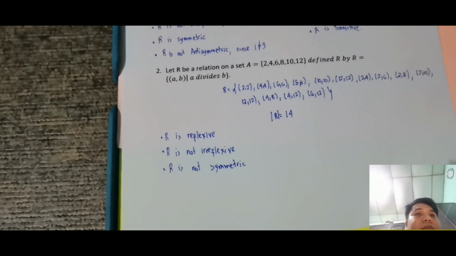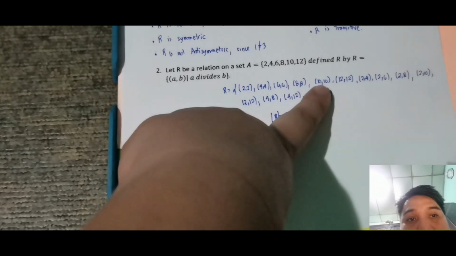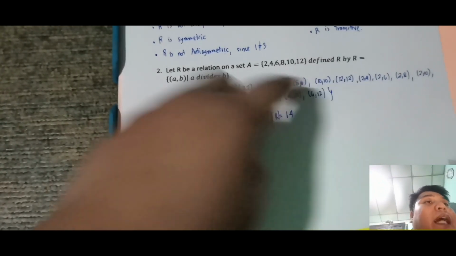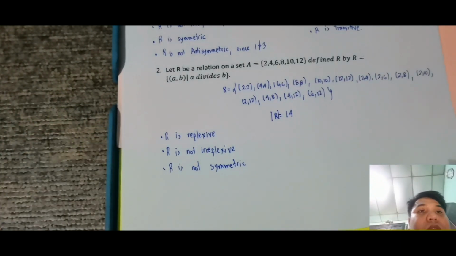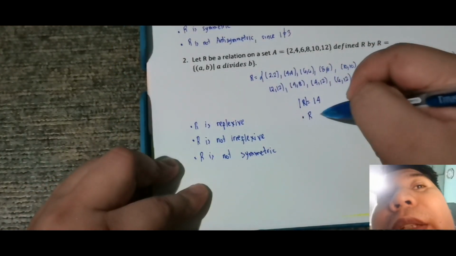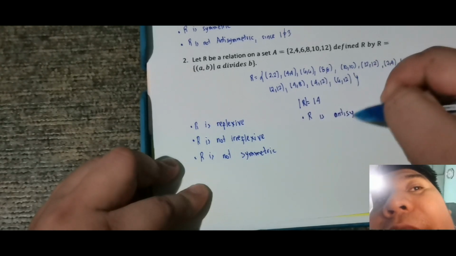Okay, next. Anti-symmetric ba siya? Andun si (2, 4), wala si (4, 2). Andun si (2, 6), wala si (6, 2). Tama. So, si (2, 2), anti yan. (4, 4), (6, 6), (8, 8), (10, 10), (12, 12), anti yan. Si (2, 4), anti. Wala kasi si (4, 2). Si (2, 6), anti din yan. Okay, si (2, 8), (2, 10), (2, 12), (4, 8), (4, 12), and (6, 12). Mga anti-symmetric yan. So, R is anti-symmetric. Kasi wala yung mga kabaliktaran.